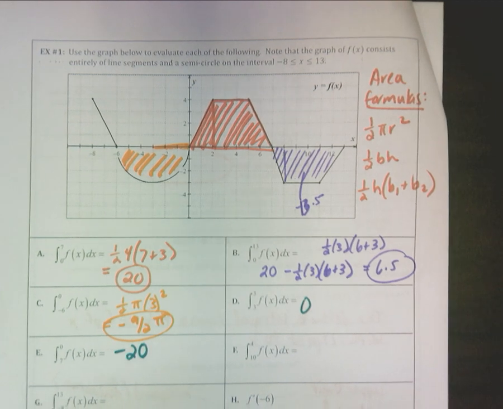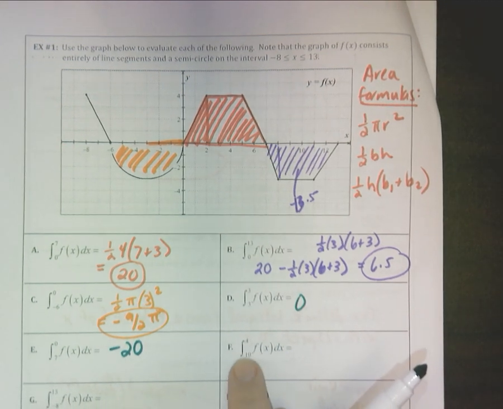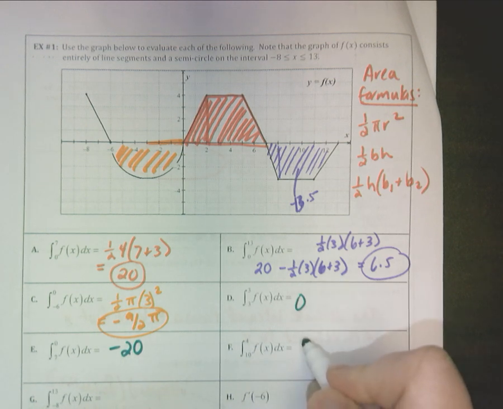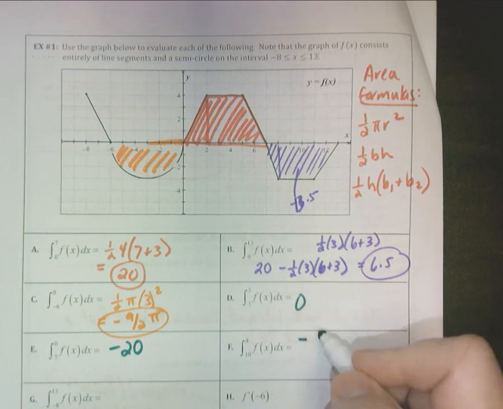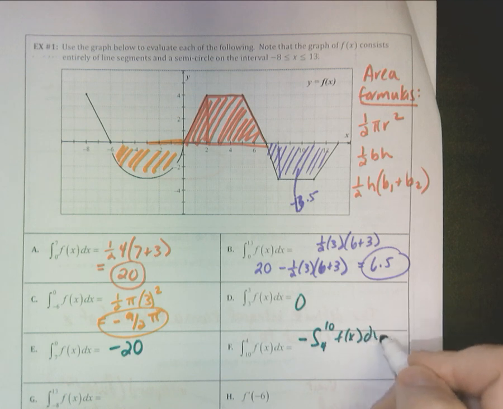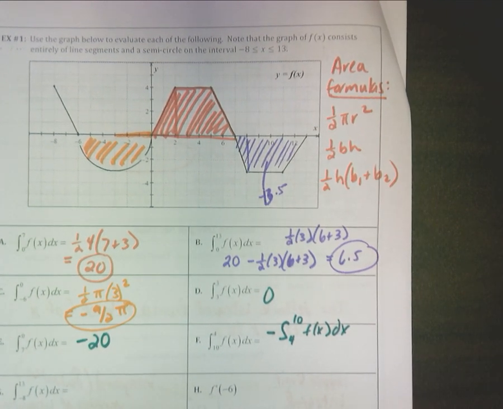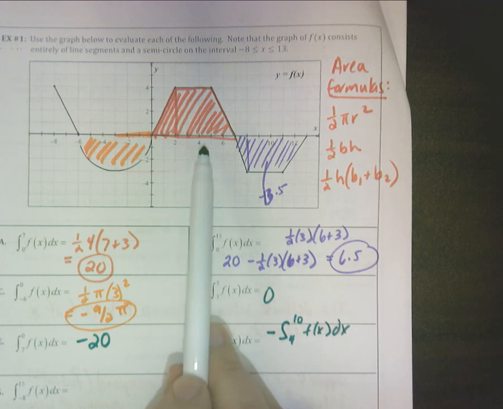So then what about f? It goes from 10 to 4 of the function. Well, if I just flip-flop a and b, it switches the sign. I'm going to say if I take out a negative, then I can flip-flop a and b. So let's see what that would be. We're now going from 4 to 10.